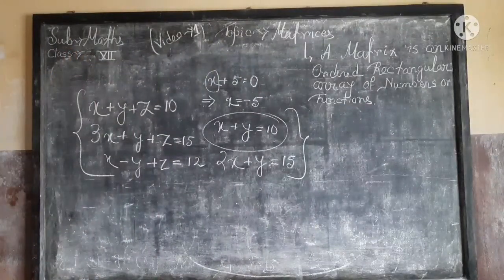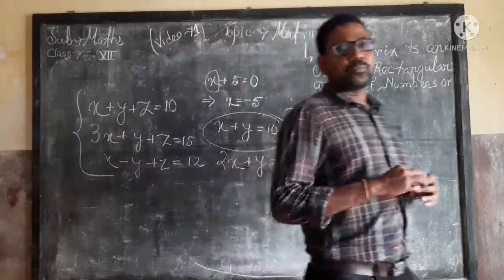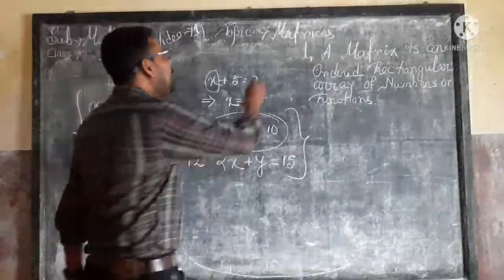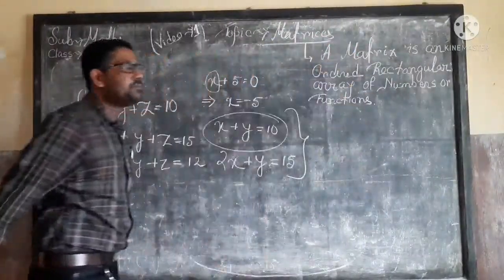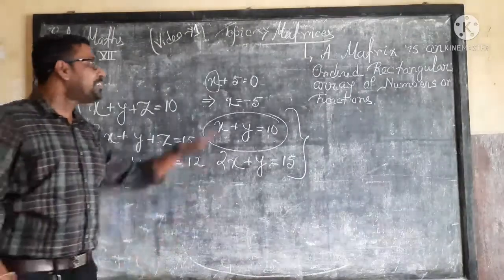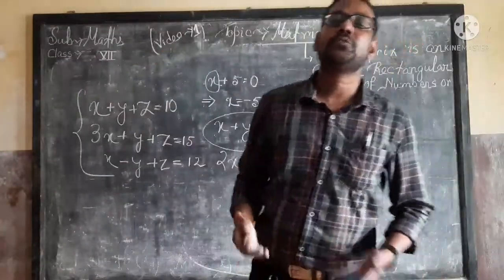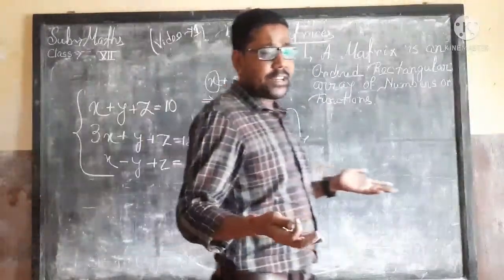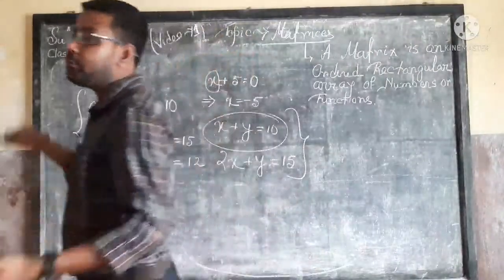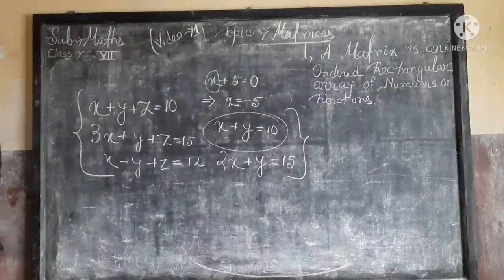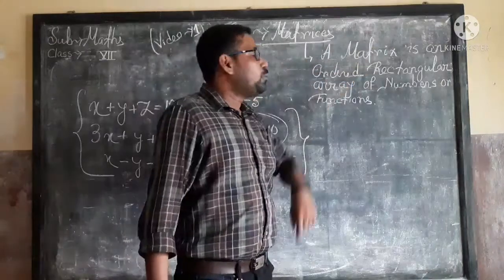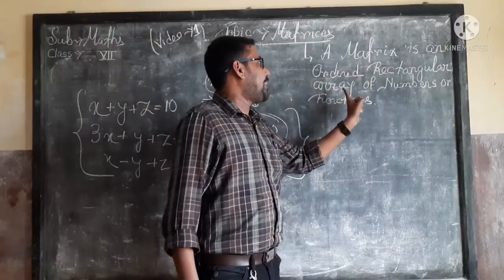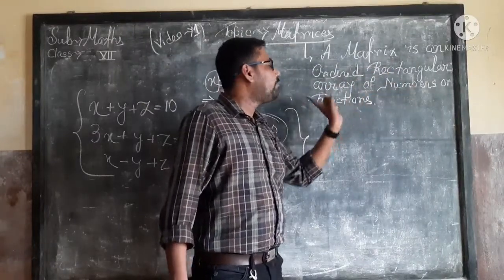To overcome this problem, we will introduce a new method, that is called the matrix. That is the need of the matrix. Using this matrix method, you can easily find the values of n variables in any system of linear equations with the help of the matrix method. So this is the definition of the matrix: a matrix is an ordered rectangular array of numbers or functions.